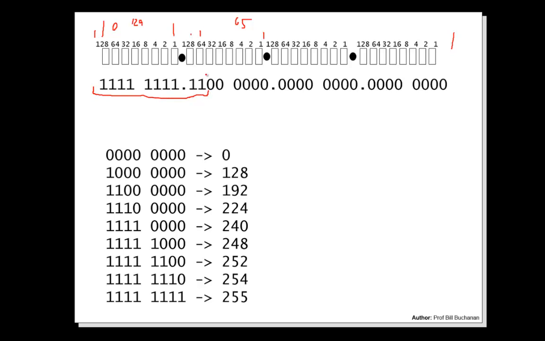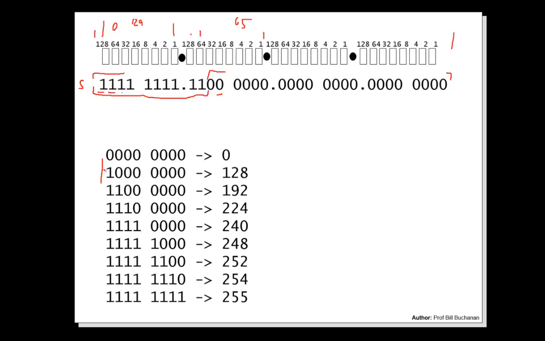Wherever we have 1s, we define a network part, and wherever we have 0s, we define a host part. So a router will not examine the host part. That is only used for the last part of the journey. It will only examine the network part, and in the subnet mask we define the network part with a 1 and the host part with a 0.